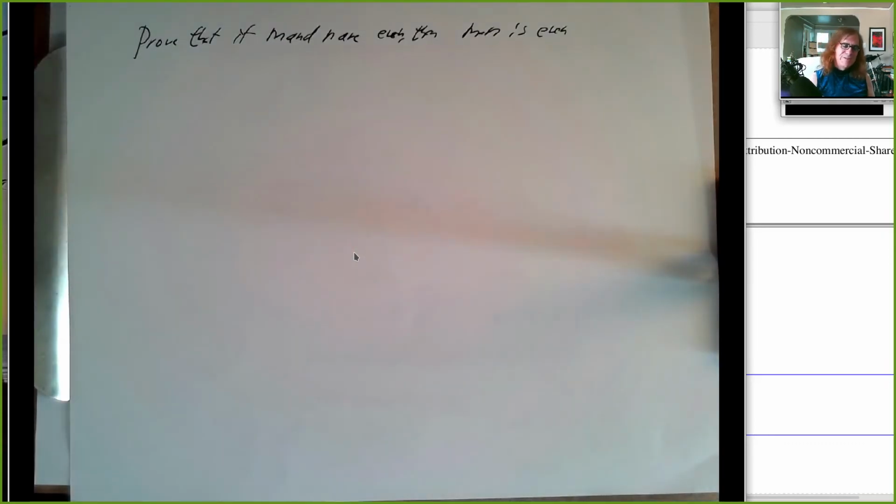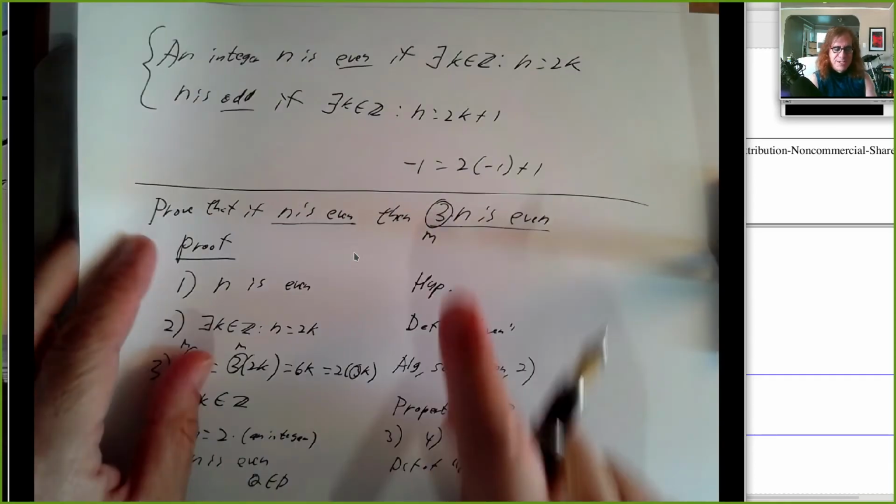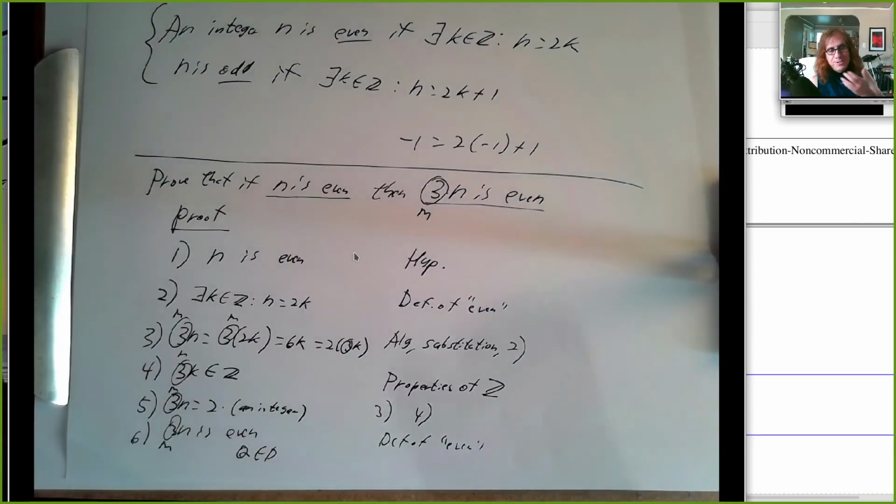It turns out an even number times anything is even. I don't need m to be even. I mean, m was odd here. And in fact, I don't need to use any properties of m other than it's an integer to show that m times n is even.